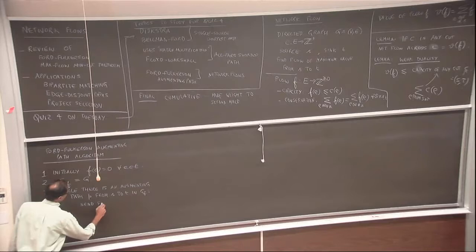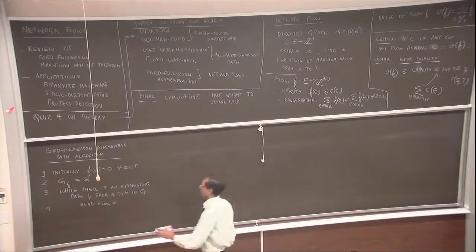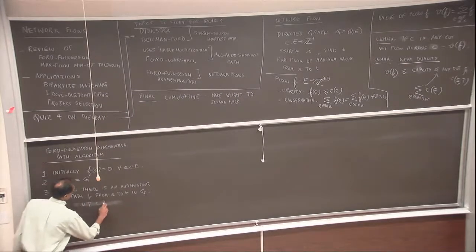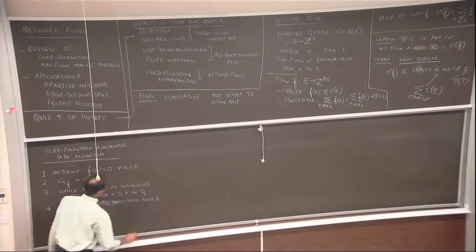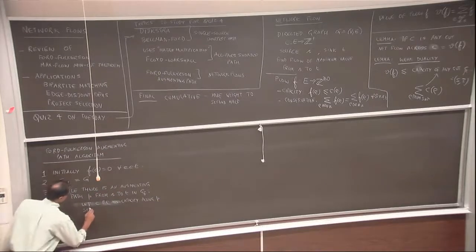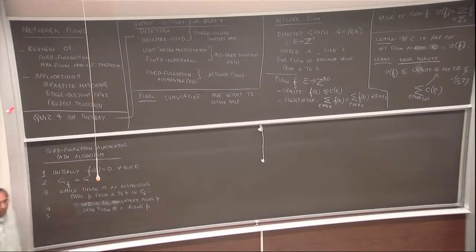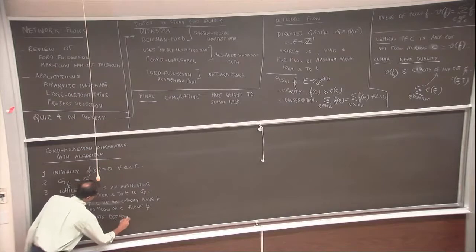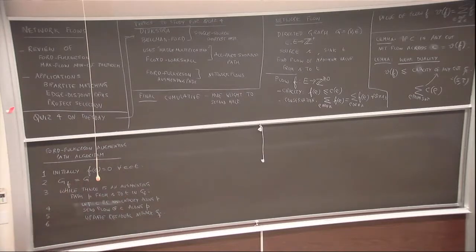Send flow: let C be the minimum capacity along path P. Send flow of C along P. Update the residual network. And then you just repeat.